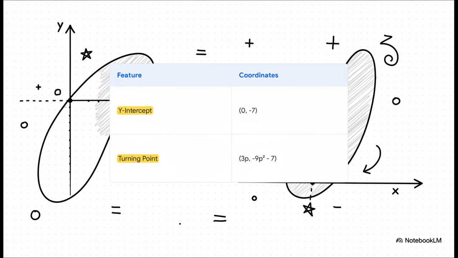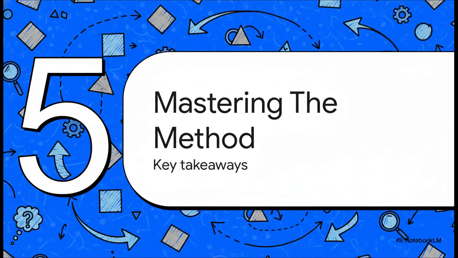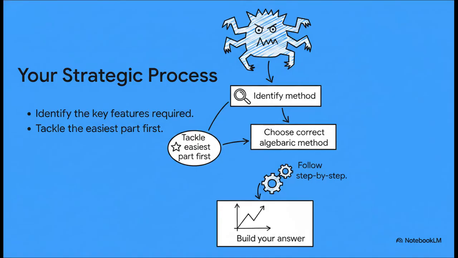That's our perfect sketch. So let's just zoom out for a second. What's the big lesson here? It's not just about this one question. It's about having a repeatable process for any question that looks like this. This right here is your strategic process. First, you break the question down into smaller pieces. Then you knock out the easiest part first to build momentum. Then you identify the right tool for the harder part, in this case completing the square, and you just execute the recipe step by step. This turns a 5-mark monster into a simple checklist.